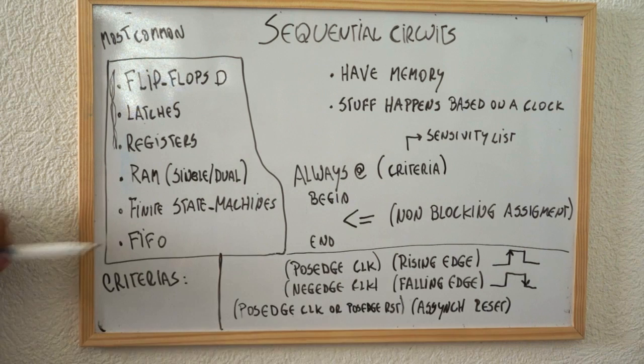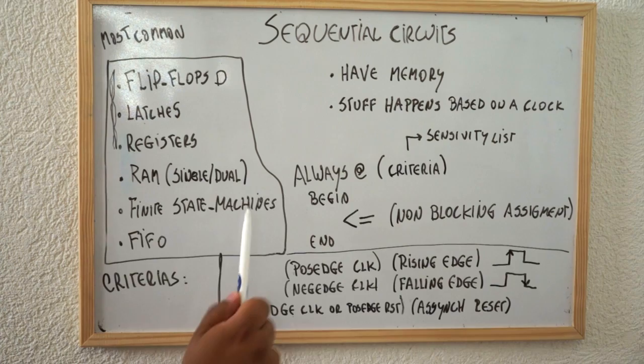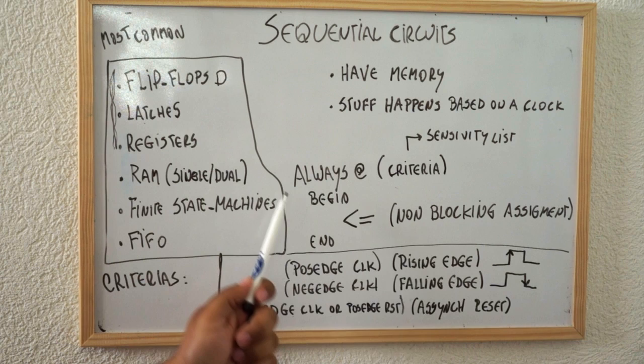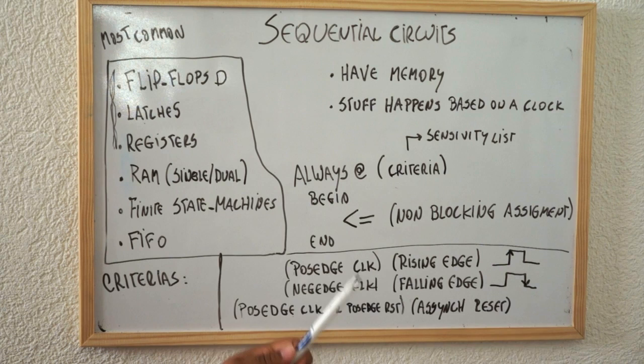The basic structure to create sequential circuits in Verilog is to use the sequential always. You use always at some criteria, okay? This criteria is called the sensitivity list. And for every assignment inside the always, you need to use the non-blocking assignment. In future videos, I'm going to show the difference between the non-blocking assignment and the blocking assignment. Basically, sequential circuits use non-blocking assignments, and use this as a rule, okay?